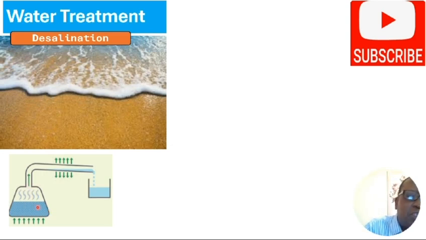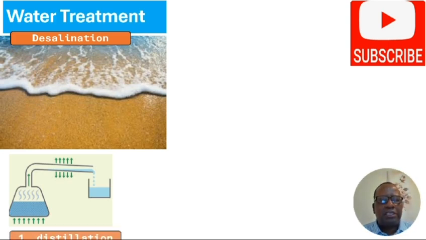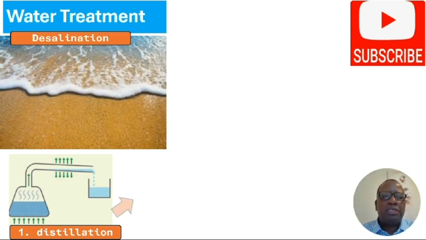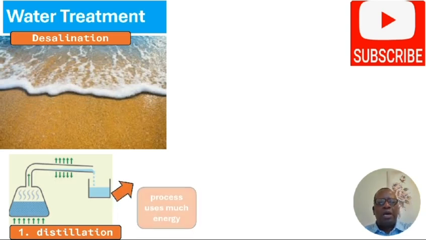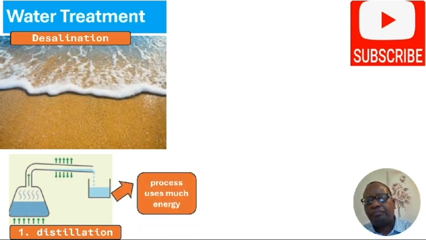The steam does not have any salt particles. When the steam goes there, we cool it down and it condenses into potable water. So the first one is distillation. Very simple process. The only problem which might make this process not very viable is that it uses a lot of energy, so it's expensive.